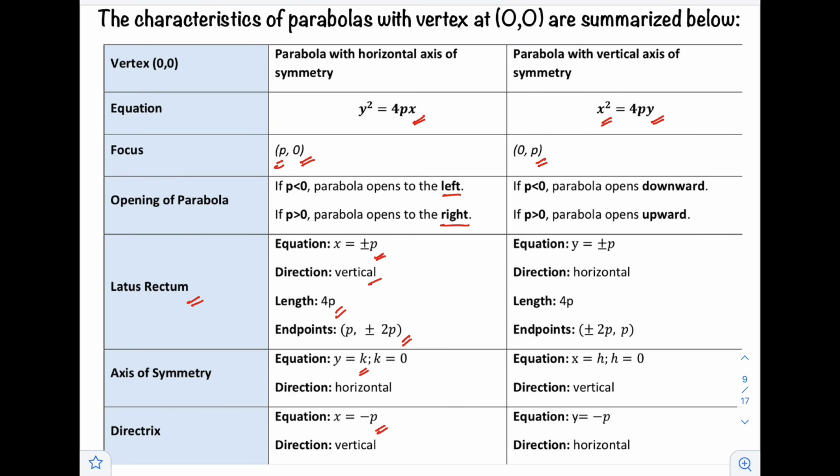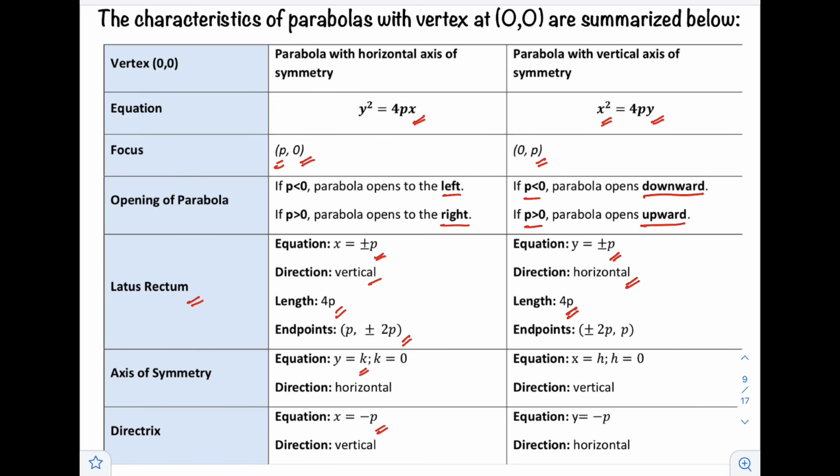Then, if P is less than 0, the parabola opens downward. Then, if P is greater than 0, the parabola opens upward. Okay? So, next is the latus rectum. We have the equation of y equals positive or negative P. Then, the direction is horizontal. So, ang length ng ating latus rectum is the same lang, which is 4P.